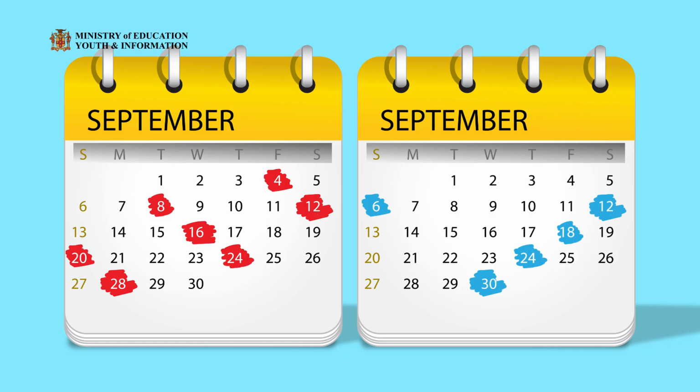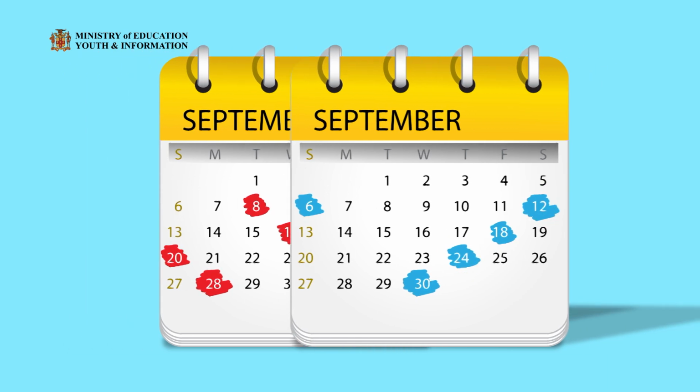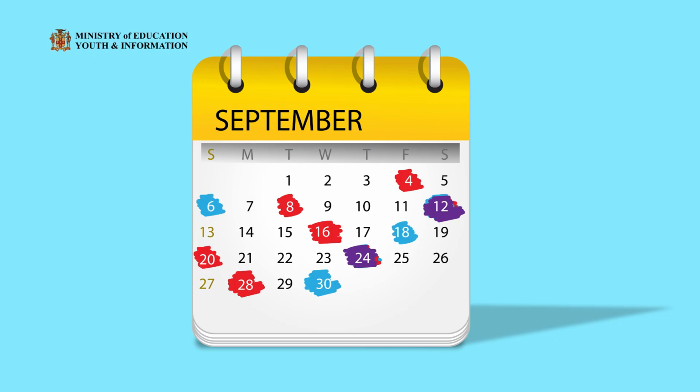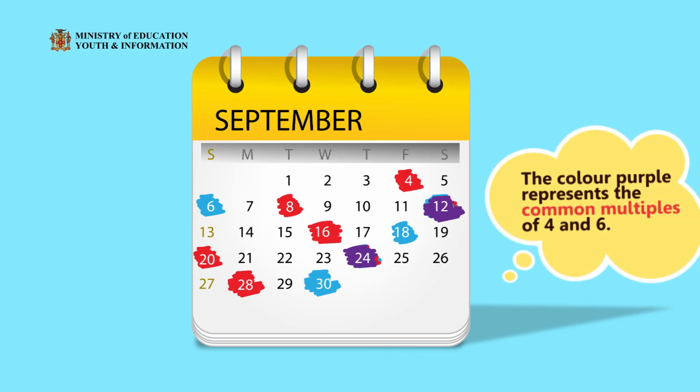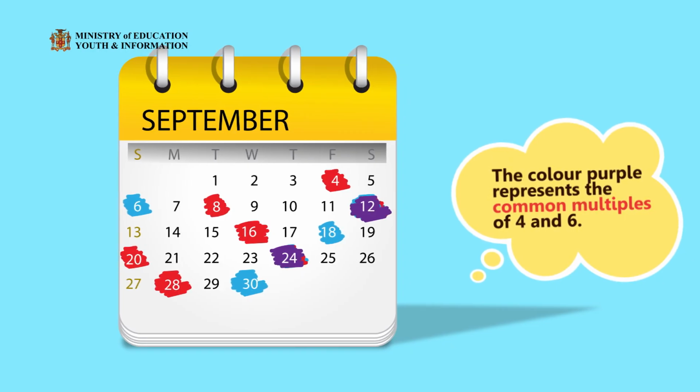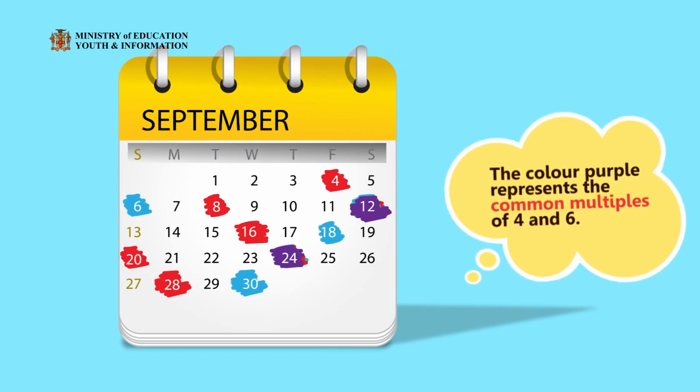Great job! We have a similar number colored in red and blue. The numbers 12 and 24 were colored in red as multiples of 4, and the numbers 12 and 24 are also colored in blue as multiples of 6. Oh, do you remember the color wheel? Red and blue when mixed give the secondary color purple. So what does the color purple represent in this instance? Yes, the color purple represents the common multiples of 4 and 6.